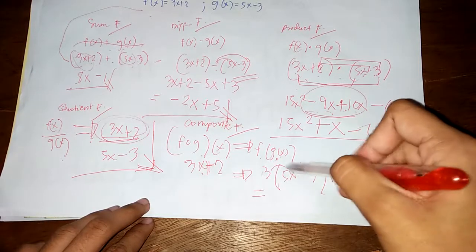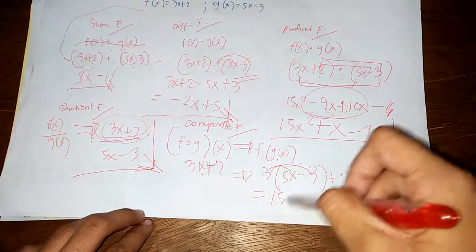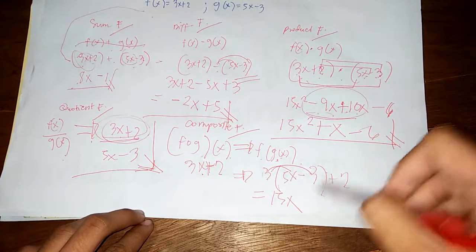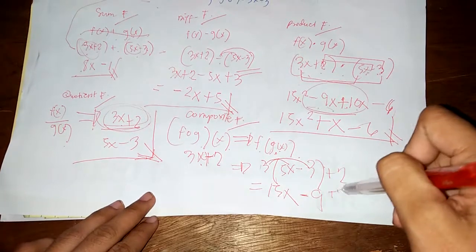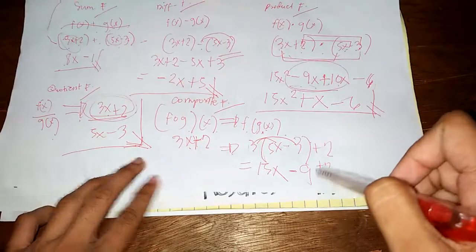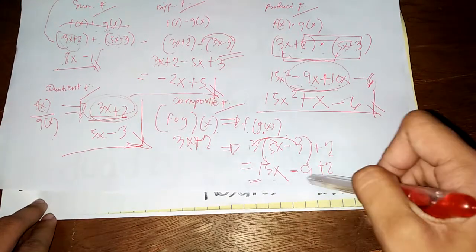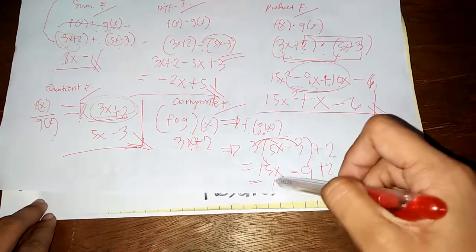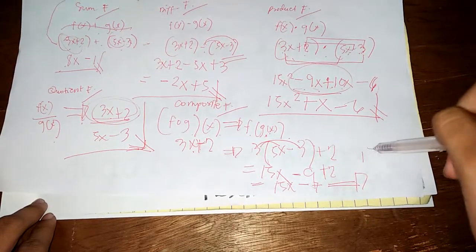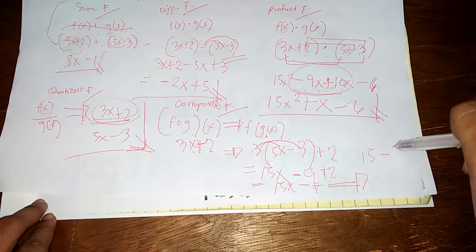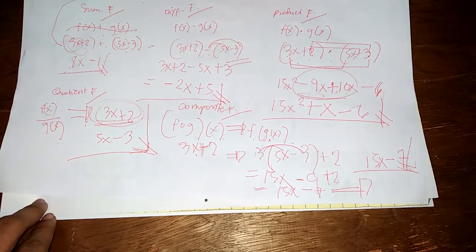We have to do the distributive property. 3 times 5x would be 15x, while 3 times negative 3 would be negative 9, and bring down positive 2. Negative 9 plus positive 2 would be negative 7. Bring down 15x. So the answer is 15x minus 7. That would be the composite function.